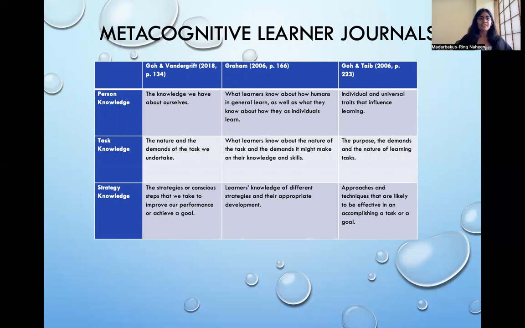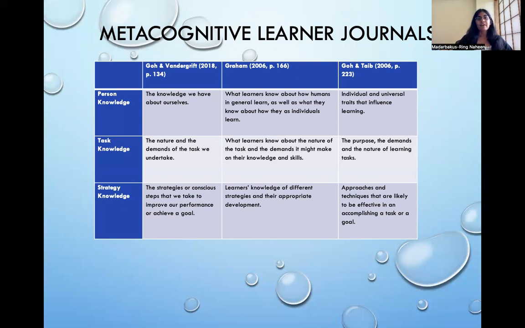With person knowledge, you can see that this is the knowledge that we have about ourselves, or how a student would reflect on their own knowledge of doing something. Task knowledge refers to the nature and the demands of the task we undertake, or how we reflect on the activity that we have just done. And strategy knowledge looks at the strategies or conscious steps that we have taken to improve our performance or achieve a goal. So this actually reflects on the listening process as a whole. This could be the lesson, or this could be the activity.